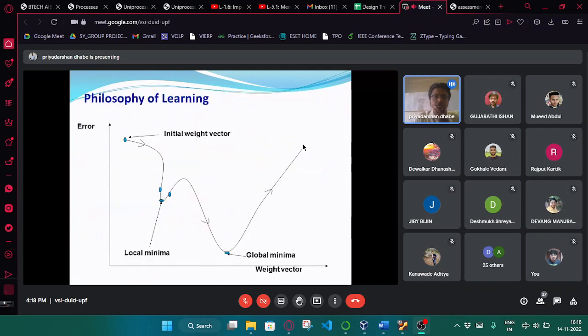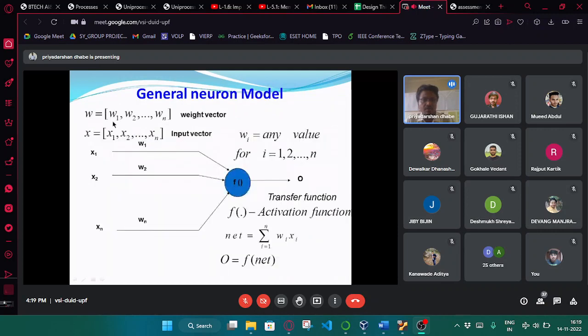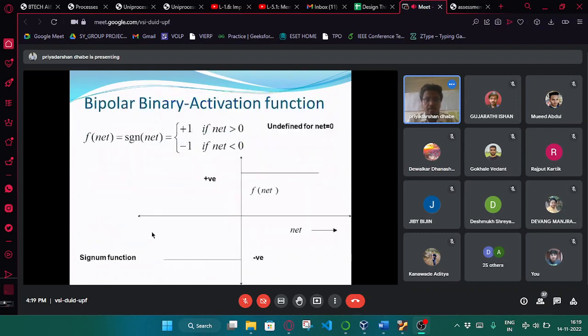Now, what is the learning philosophy? How does a neuron learn? In brief, a neuron learns by updating its weight vector. The weight vector that I have shown here in the general neuron model, these weights are subjected to change, and the neuron tries to adjust the weights in such a way that the error between the desired output and the computed output of the neuron must be as small as possible. Ideally, it should be zero.